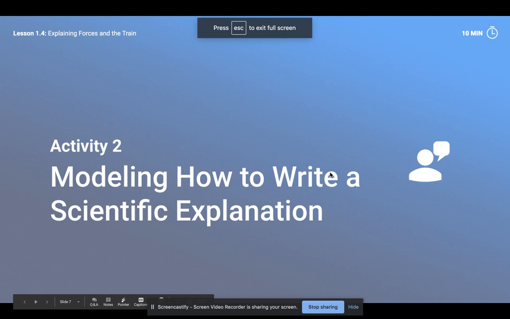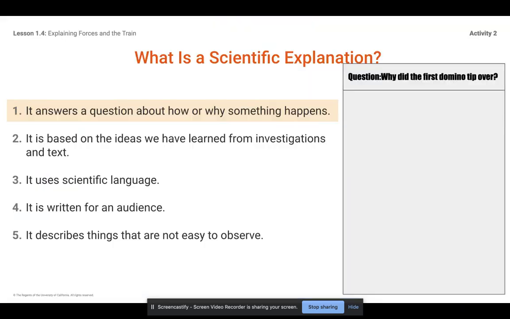Now we are on to Activity 2, Modeling How to Write a Scientific Explanation. Remember that a scientific explanation answers a question about how or why something happens. So our question for today is, why did that first domino tip over? We know why that first domino tipped over is because a force acted on it.